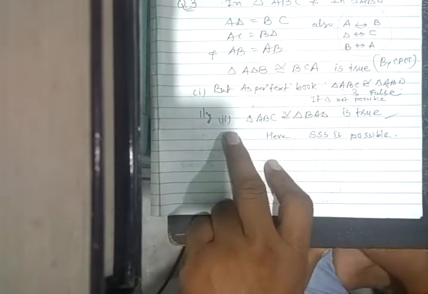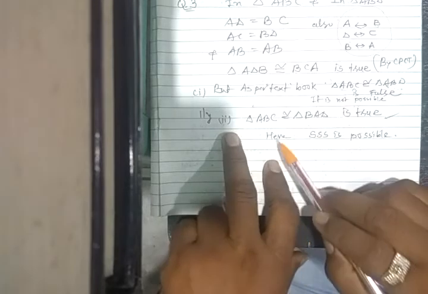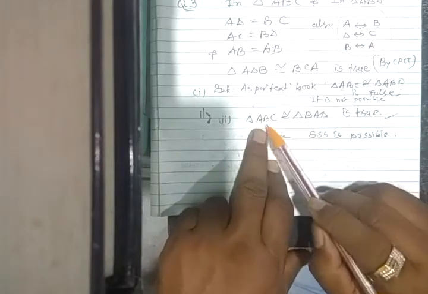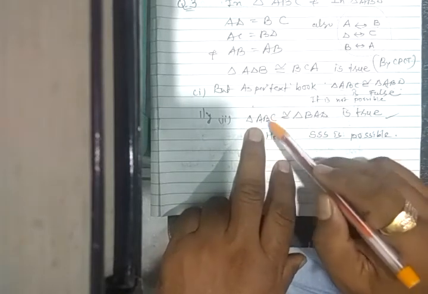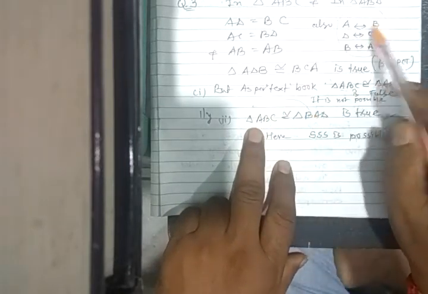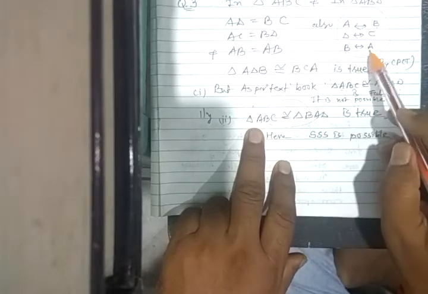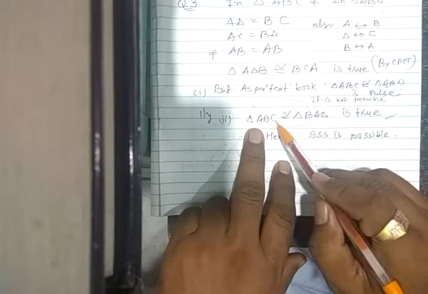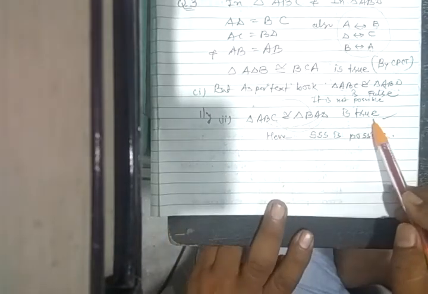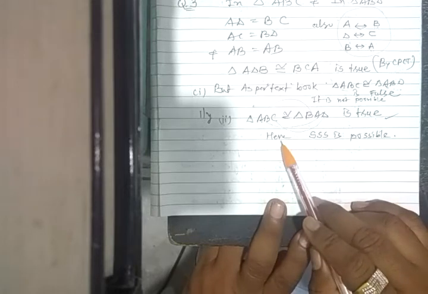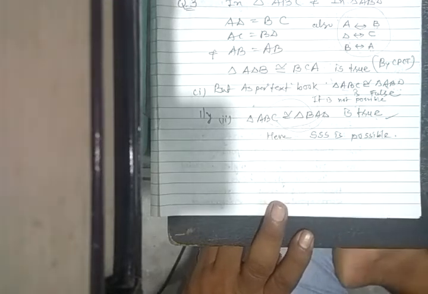Now second, ABC is congruent to BAD. Here you see triangle ABC, then here BAD. You see here A corresponds to B, B corresponds to A, and C corresponds to D. So it is true. So by CPCT, second one, SSS is possible.